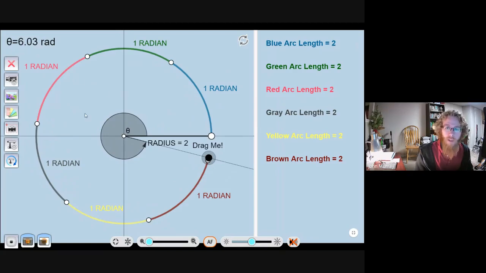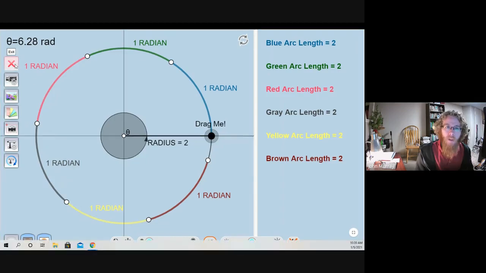So I can fit 6 whole radians in a circle. And then this last little bit should be, there you go, 6.28. One full rotation. 6.28 is another way of saying 2 times pi, 2 times 3.14. So that's just another way to visualize what's happening.